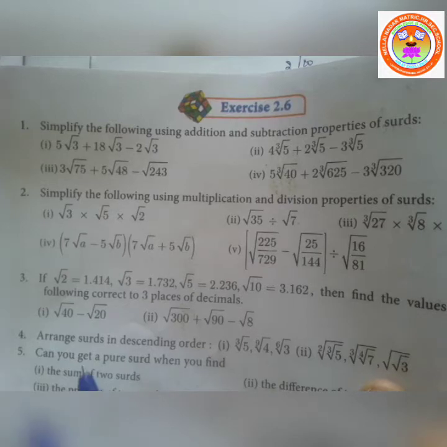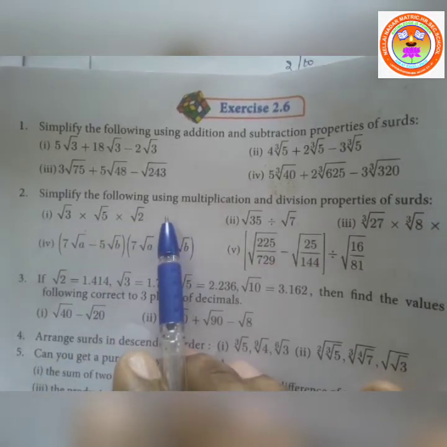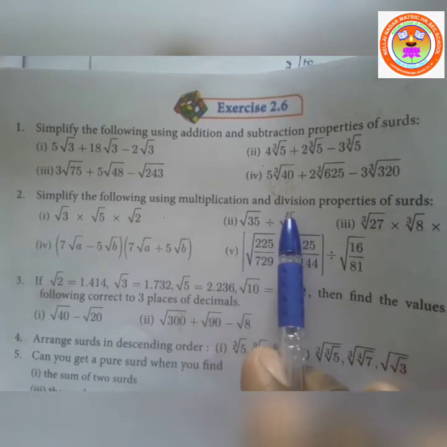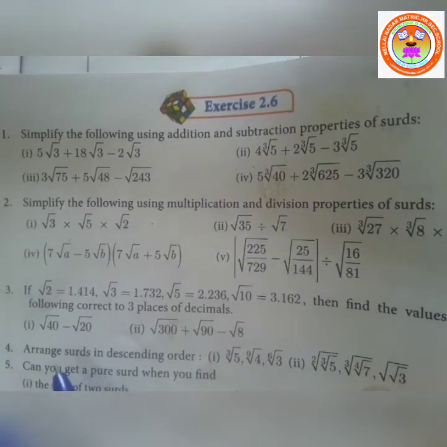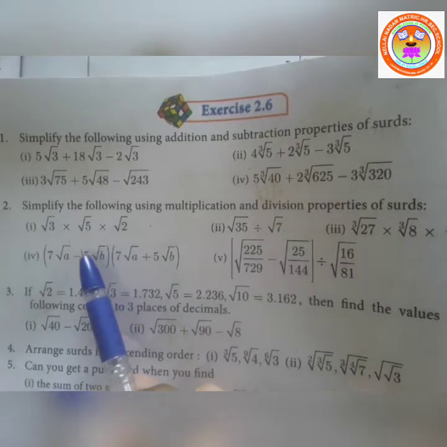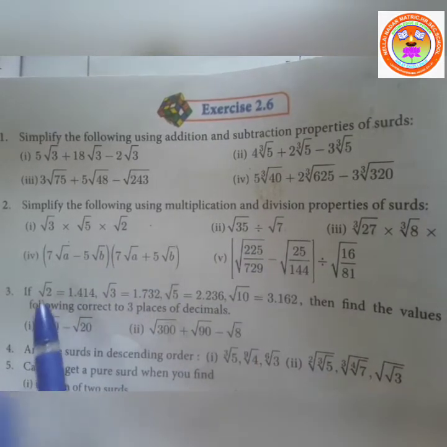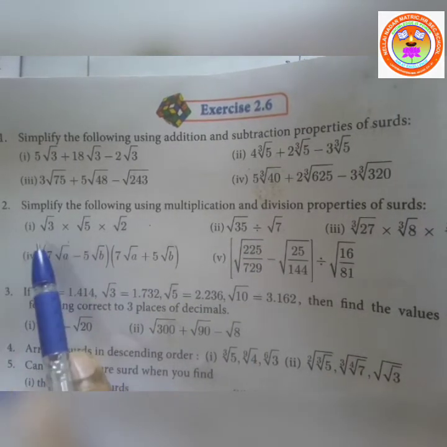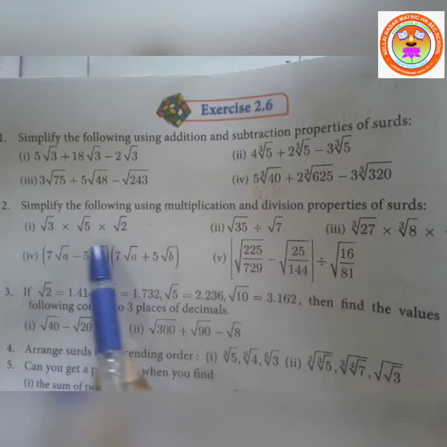The second question is, simplify the following using the multiplication and division property of surds. After addition and subtraction, now we're moving into the multiplication and division of surds. First we'll see the first sum, root 3 into root 5 into root 2.